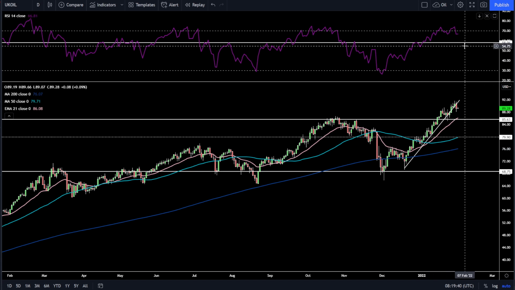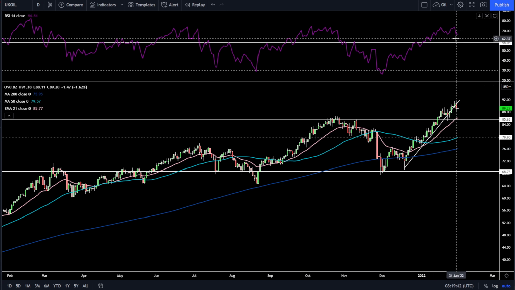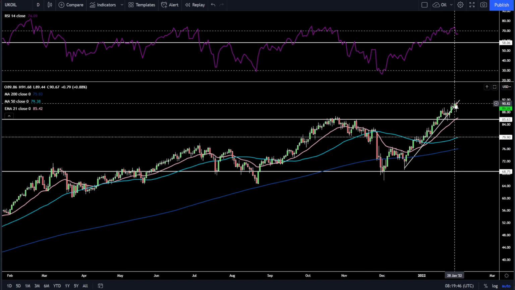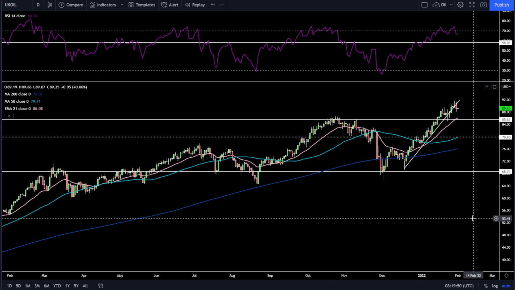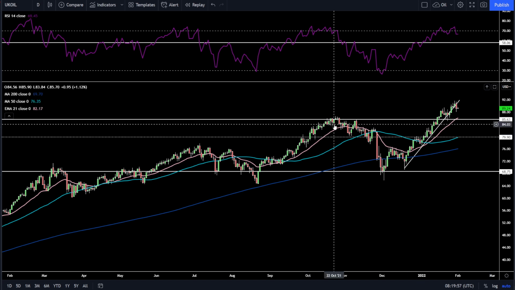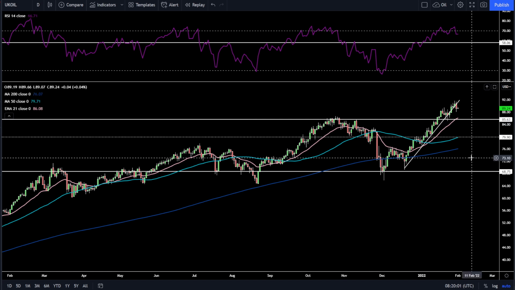So the RSI's dipped just back below overbought territory. There's a tiny bit more room, maybe run into that 92 area, which the price just got shy of last time, a high of about 91.68 on the 28th of Jan. On the downside, you've got 85 here, which is the sort of former resistance for that high back in late October of last year.